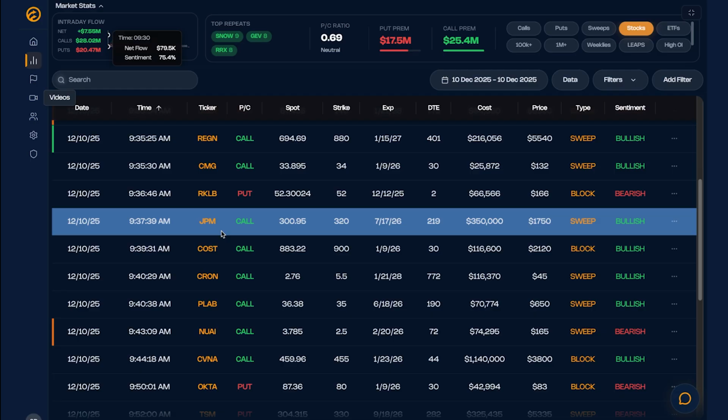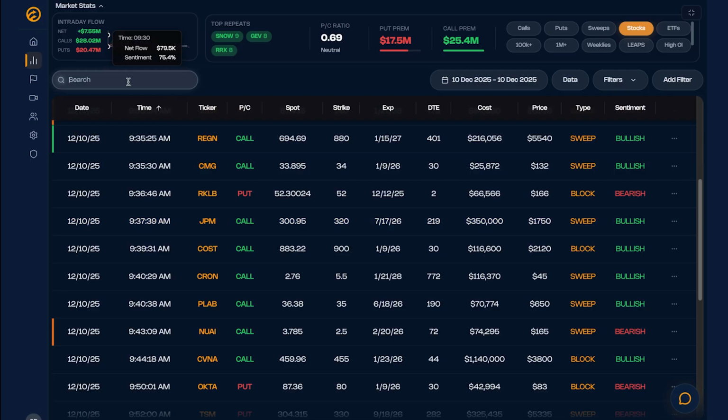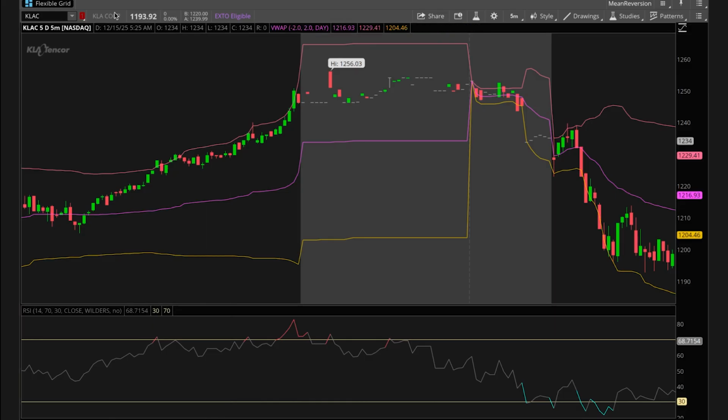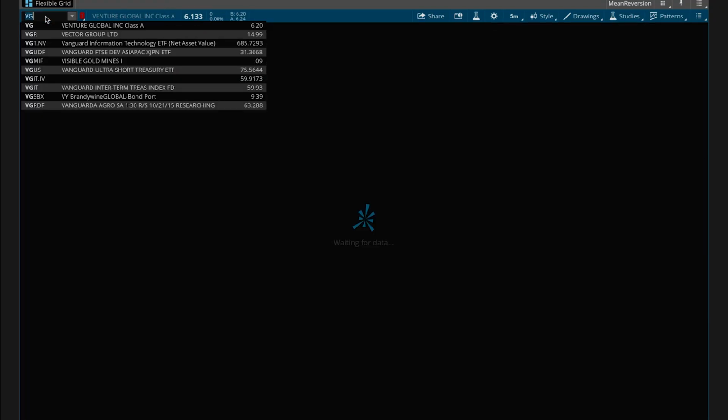When looking through the trades that have come through on the Options Flow platform today, we noticed ticker symbol VG. This order was about $72,000 behind the VG puts. These expired January 19th, 2026, and these were the 7 strike. So about 30 days to expiration. Now this was a bearish trade as these were puts. And so the next thing we're gonna do is we're gonna pull up VG on the chart.